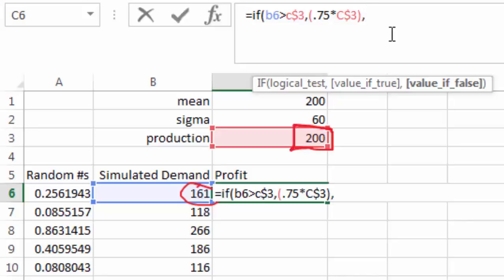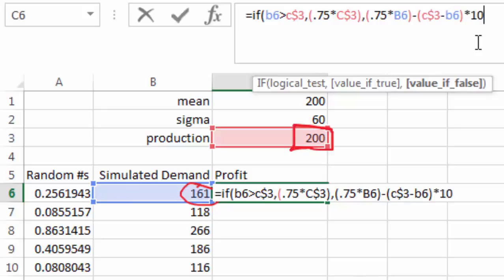But what if it's the case that actual demand, which we're simulating down here, is not equal to what we produce? Well, we are still going to make (75 cents times the actual demand). So the ones that are actually bought, we make 75 cents on. But we're going to have to subtract out the fact that for each one we don't sell today, we lose 10 cents. And how many do we not sell today? Well, that's only if the simulated demand is less than what we produce, and it's the difference between what we produce and simulated demand. So that's what we produce, C$3, minus actual demand, B6, times the 10 cents we lose on those.